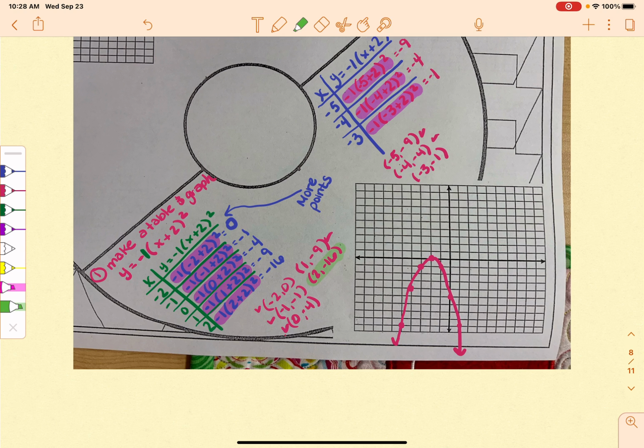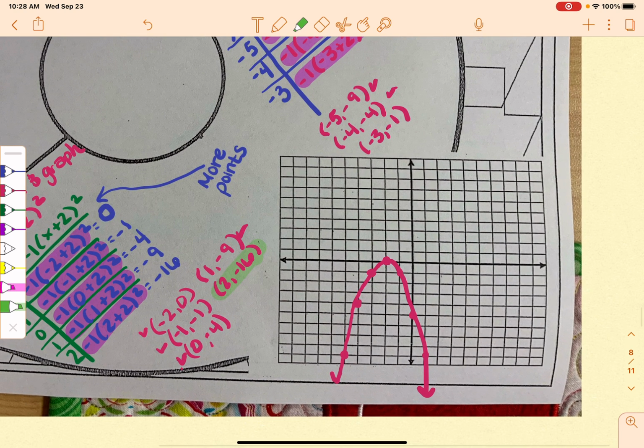Now, remember, if we were talking about the parent function that opens down would have been here. So I can see on this one that it moved 2 to the left. And that's because the 2 was inside the parentheses. So inside the parentheses, it's closer to x. So it shifts on the x-axis, and it's always opposite. So +2 is going to get me -2 that goes over.